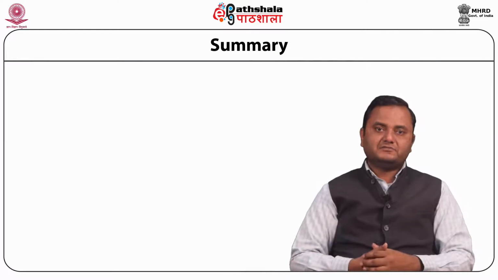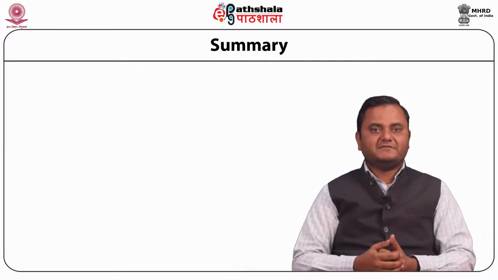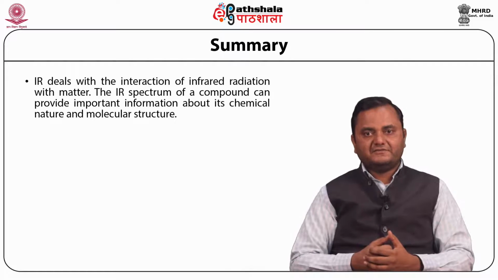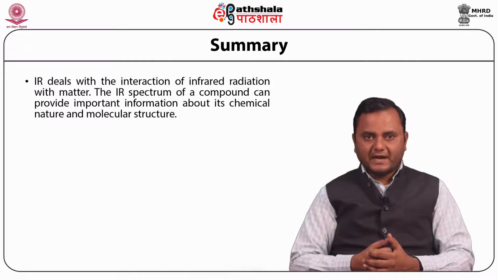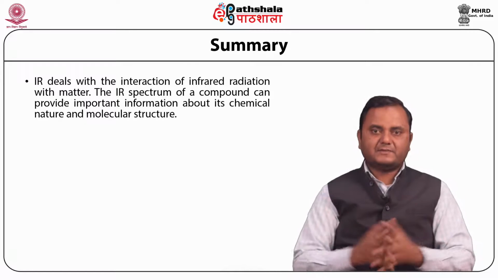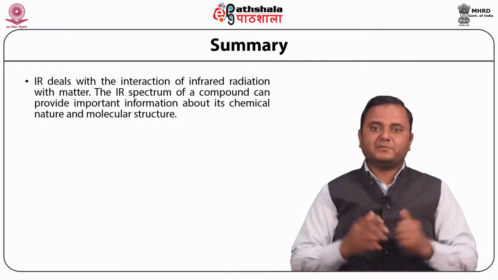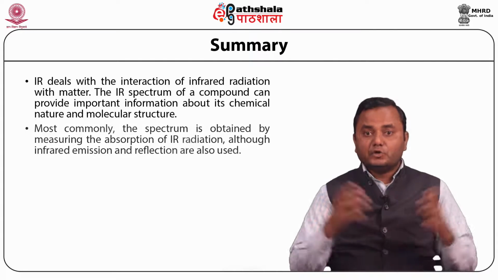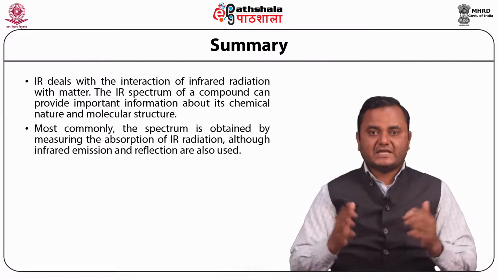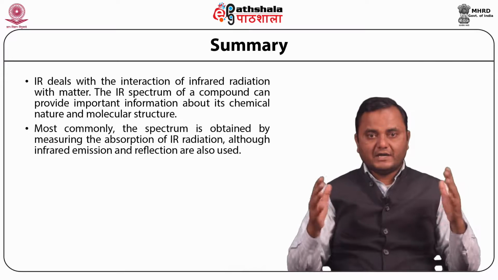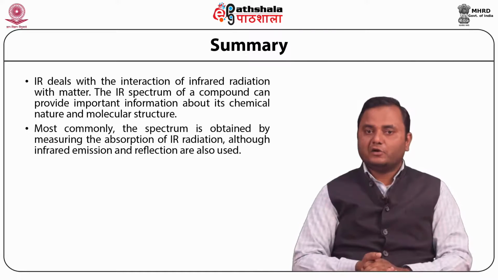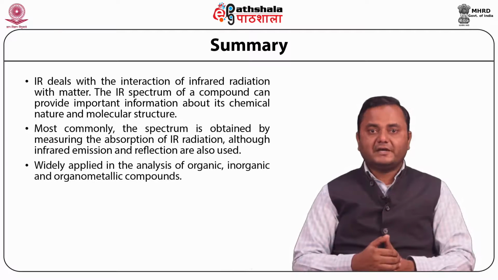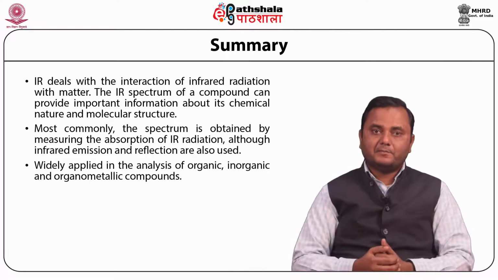So students, now let's summarize what we have learned in this module. IR deals with the interaction of infrared radiation with matter, and the IR spectrum of a compound can provide important information about the chemical nature and molecular structure. Most commonly, the spectrum is obtained by measuring the absorption of IR radiation, although IR emission and reflection are also used. It is widely applied in the analysis of organic, inorganic, and organometallic compounds.